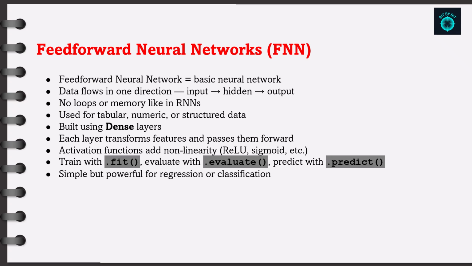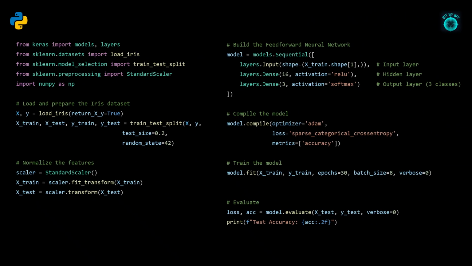We use activation functions like ReLU, sigmoid, or softmax to let the model learn complex relationships. Although simple, FNNs remain the foundation of deep learning, and mastering them prepares you for more advanced architectures such as CNNs and RNNs. Let's see how we build a simple FNN in practice.